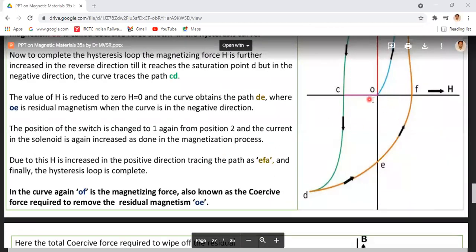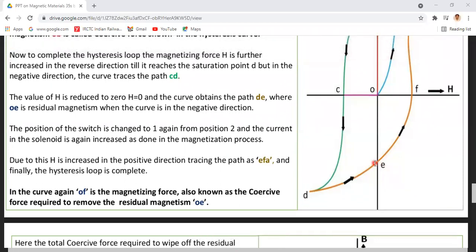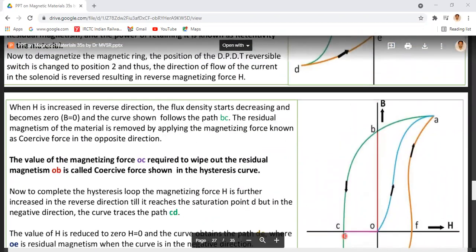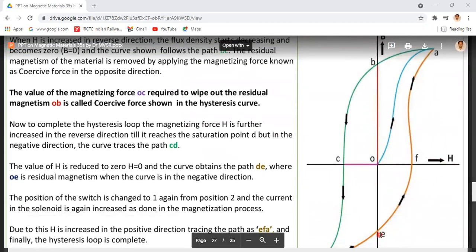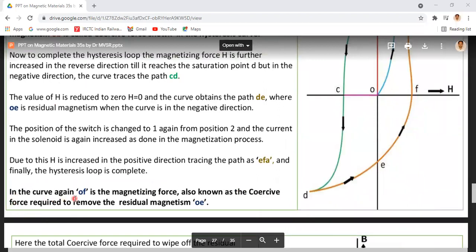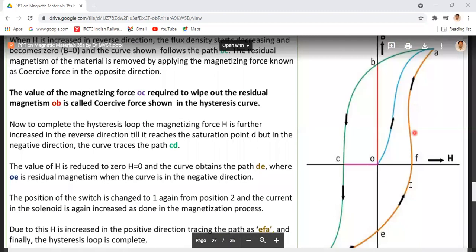Now again the field is increased from zero to maximum value, so we have to change the port in the solenoid from 2 to 1, so that H is increased. Due to this, H is increased in the positive direction, tracing the path EFA. Again, the field is increased from zero to maximum value, so it follows the magnetic flux density within the ferromagnetic material. It follows the same path EFA. So as we increase the field along EFA, the magnetization increases.